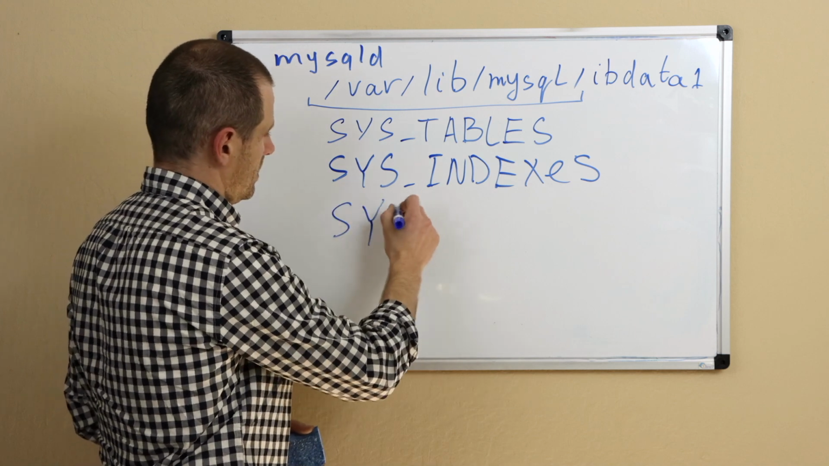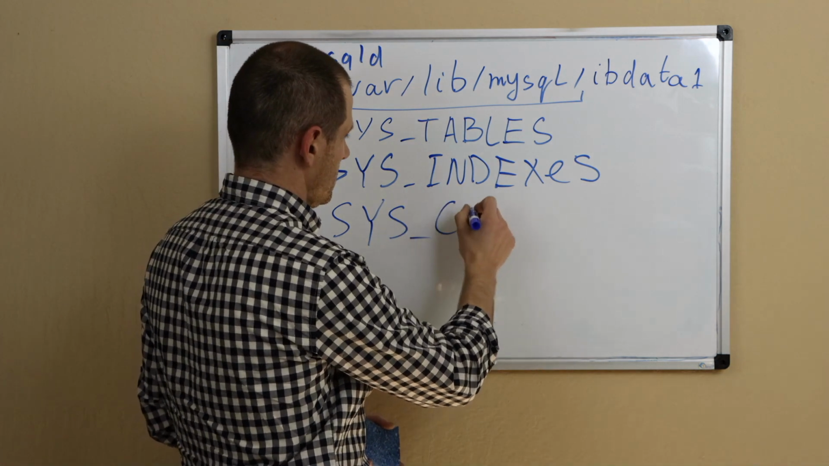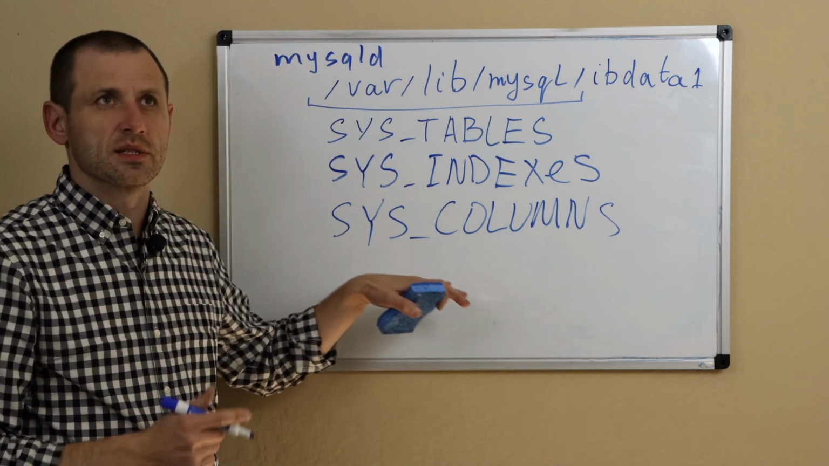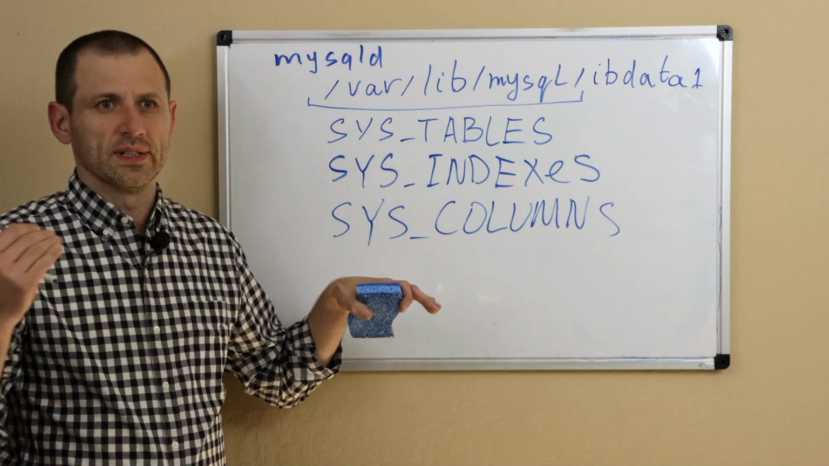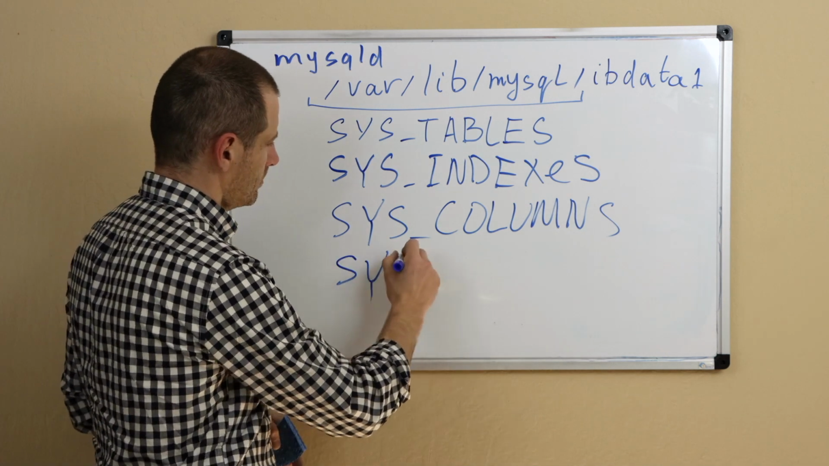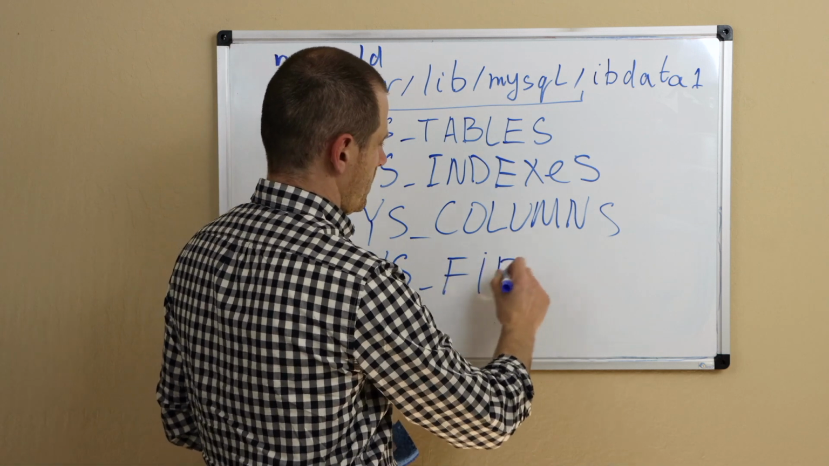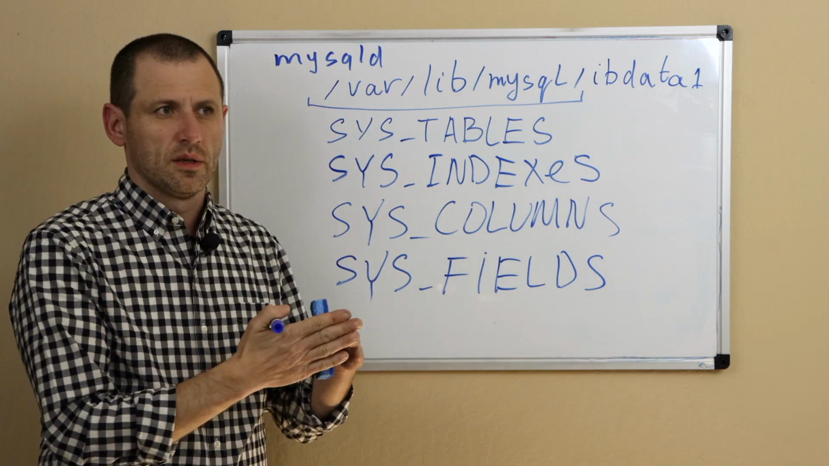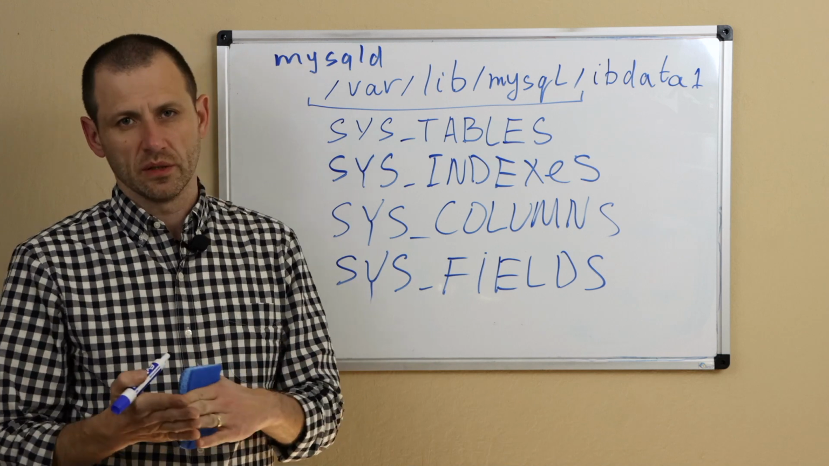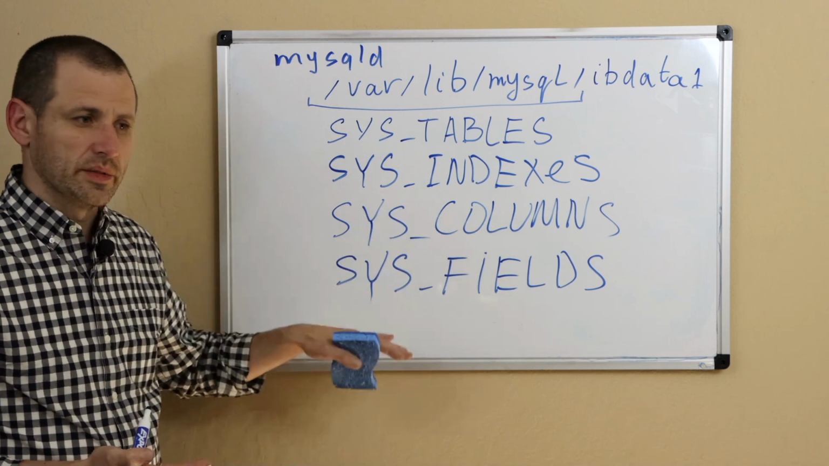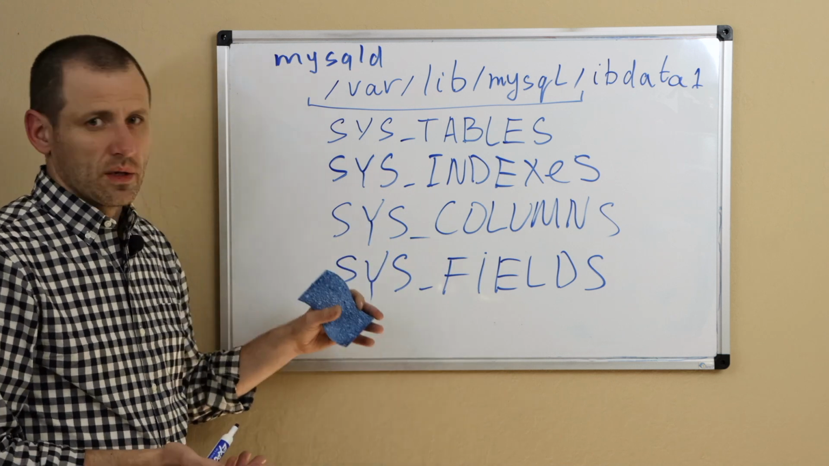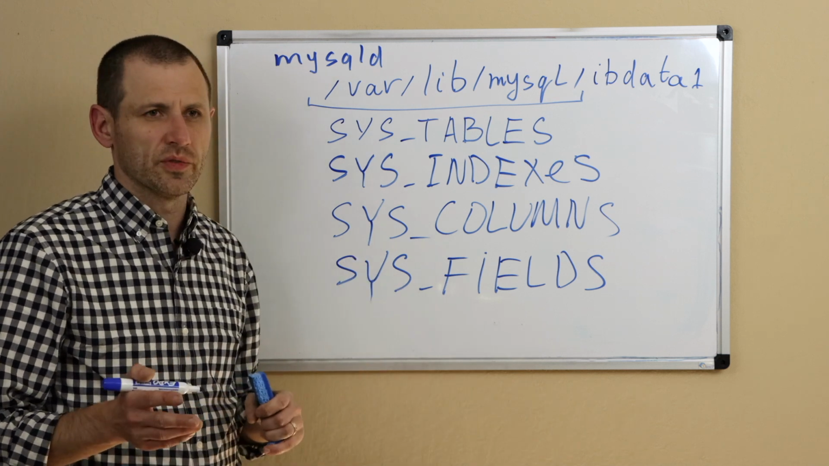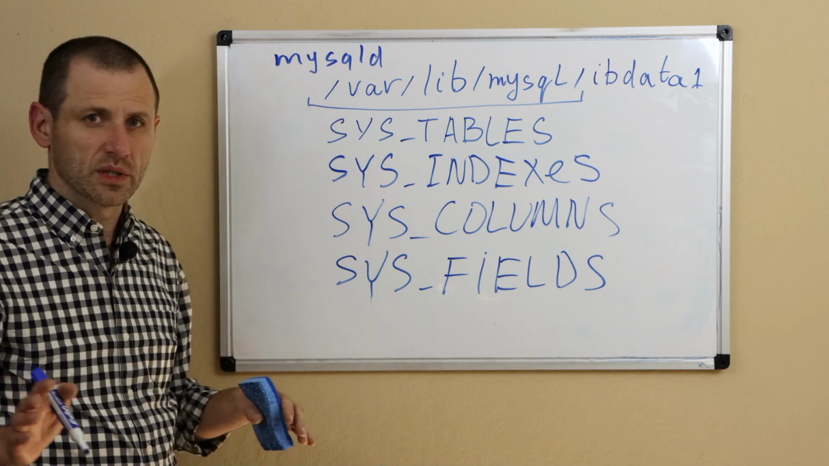There are other tables like SYS_COLUMNS. This table lists fields for a table, and SYS_FIELDS lists fields for each particular index. So all of these are available in information schema. There are other tables in the dictionary as well. For example, there is a table for foreign keys and others. I will not cover them in this video.